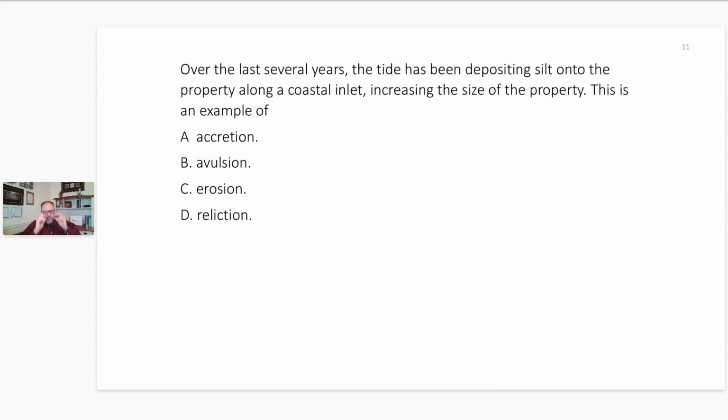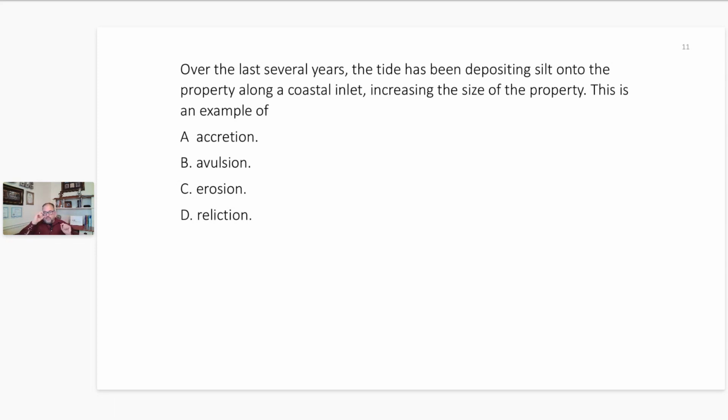Remember how land is moved, gained and lost. We can gain land and we can lose land. Here we're gaining land through the deposit of silt. Now, if the question had said over the last several years, the tide had been depositing silt onto the property along the coastal inlet, which of the following best describes the land that is formed? The land that is formed is not accretion, but the land that is formed as a result of accretion is called alluvion.